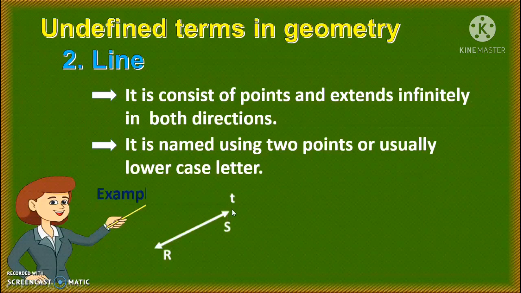So, infinitely, ma-extend siya. So, we have 2 points, R and S. Then, the small letter T. So, pwede natin siyang ma-name as line RS using the 2 points, or line T, yung small letter T.